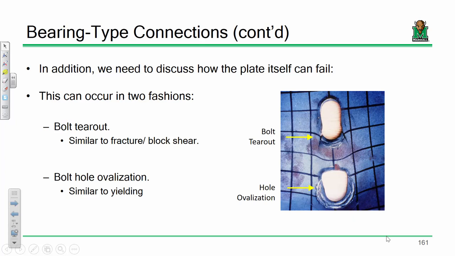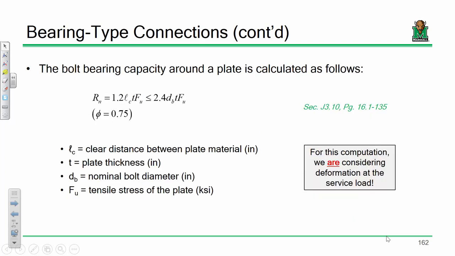Bolt bearing, remember we have two different types of failure that can happen. Remember, this is the bolt literally bearing on the plate. One is that the plate can tear out, sort of like a mini block shear failure. A little bit tongue-twisted. And the other is bolt hole ovalization. In other words, the bolt bearing on the plate is sort of mashing up and plastifying near the bolt hole. Our expression is pretty straightforward.